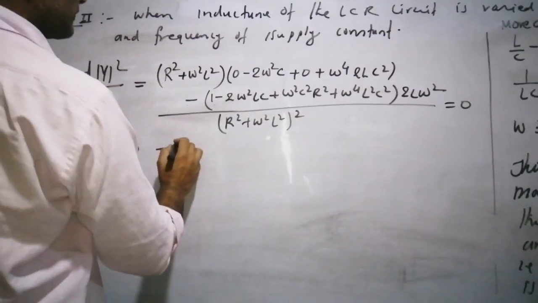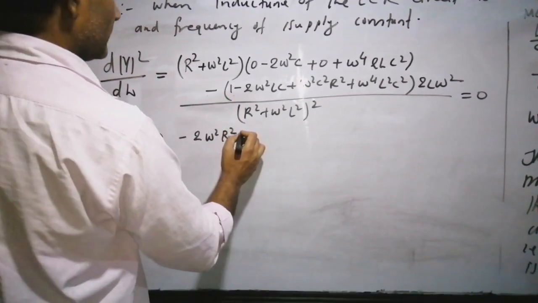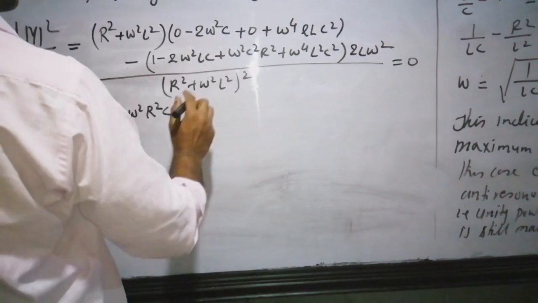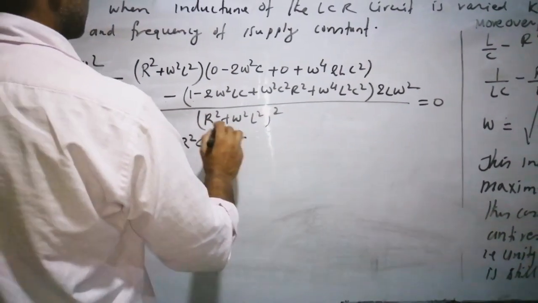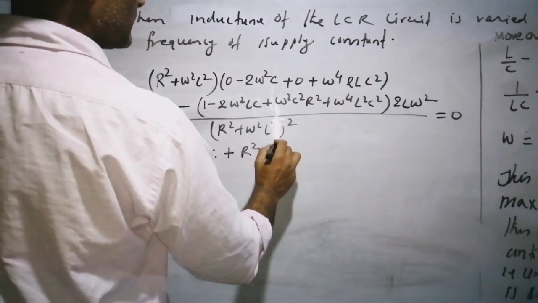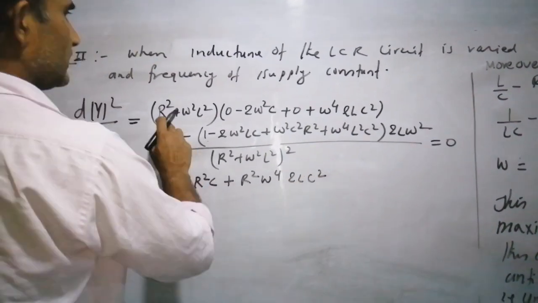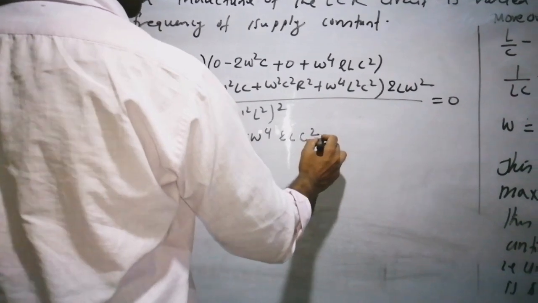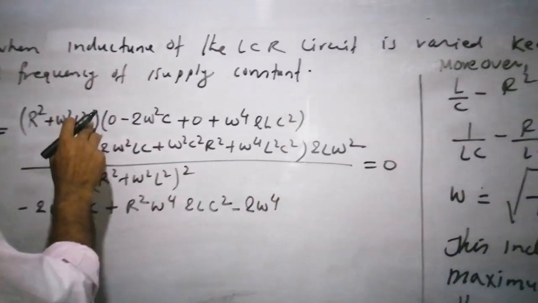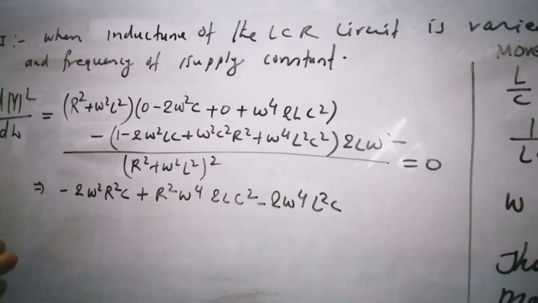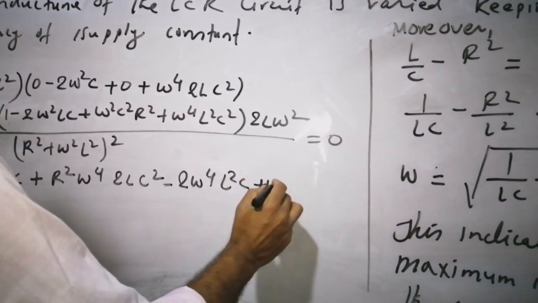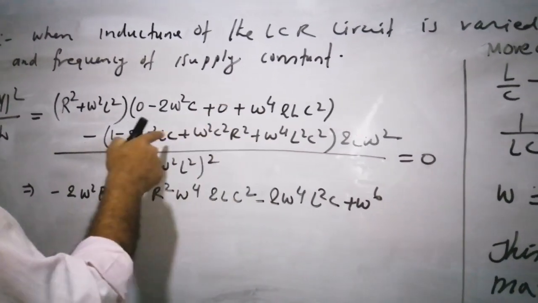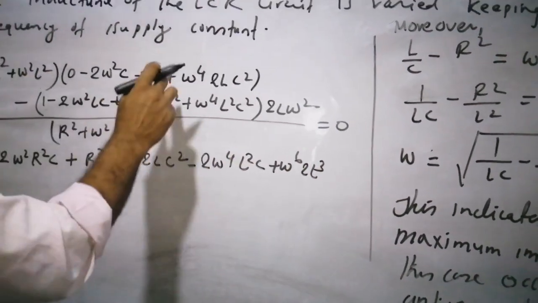So minus 2 omega square R square C. The next term is R square plus omega square, here is the R square, and this is the omega 4, this is the 2L and this C square, I multiply with the R square. Next is the omega square L square. So I multiply this here, then I get minus 2 omega 4 L square C, and next this term is left, and so we get omega 6, 2L cube, and C square.